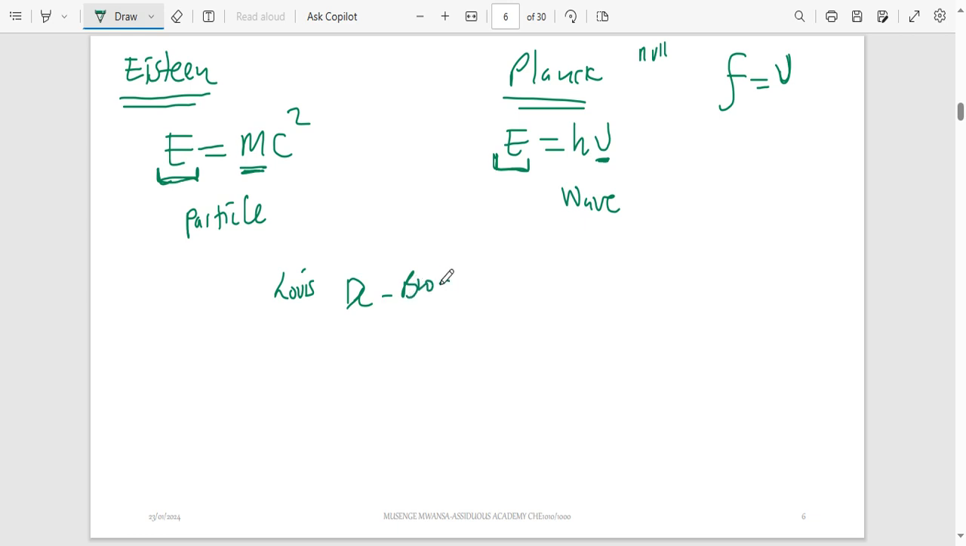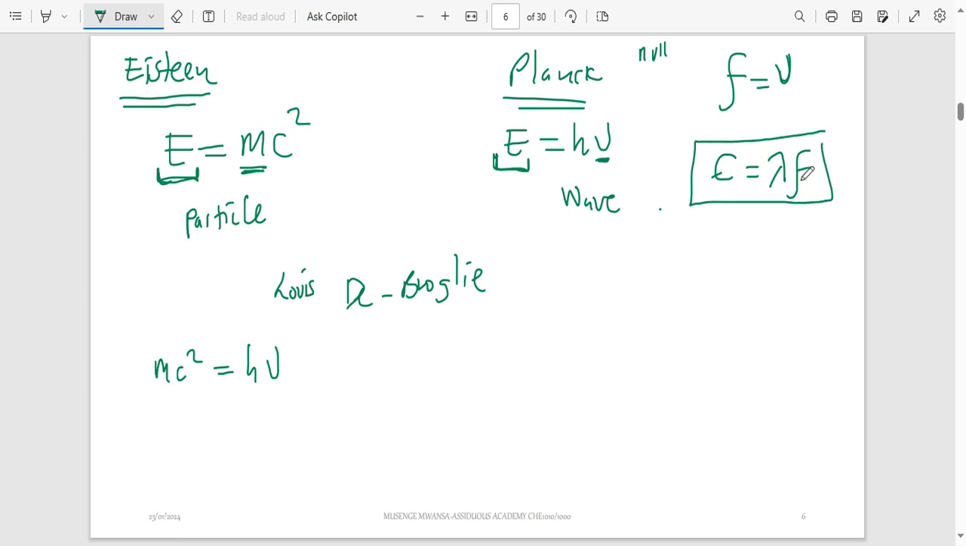came and combined these two equations. Since energy is mc squared and energy is Planck's constant times frequency, he combined them, and said mc squared is going to be equal to Planck's constant times the frequency. Another thing you need to know about frequency is that the speed of light is given by wavelength times the frequency.